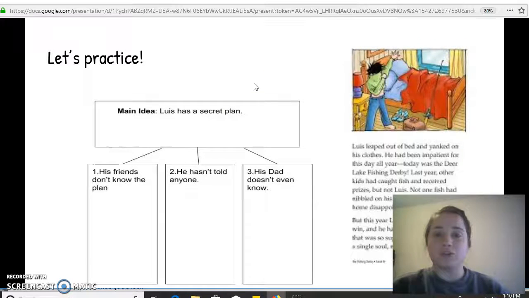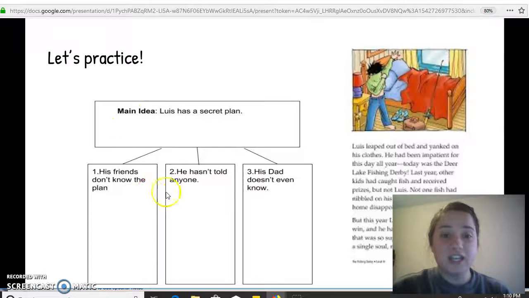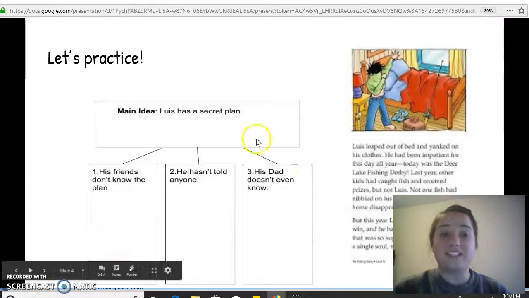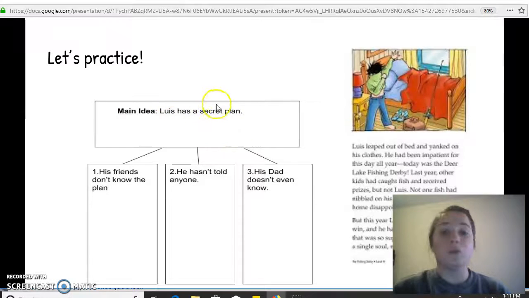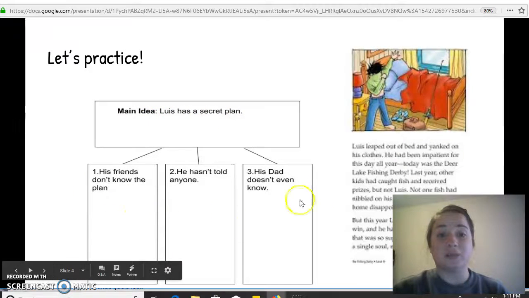Let's remember our story, the fishing derby. Our main idea from this story is Lewis has a secret plan. Now, if you remember from this text, he told us that his friends don't know, which is one supporting detail. He hasn't told anybody, which is another supporting detail, and his dad doesn't even know. There are three supporting details to the main idea that Lewis has a secret plan. We know it's secret because of these three main supporting details.